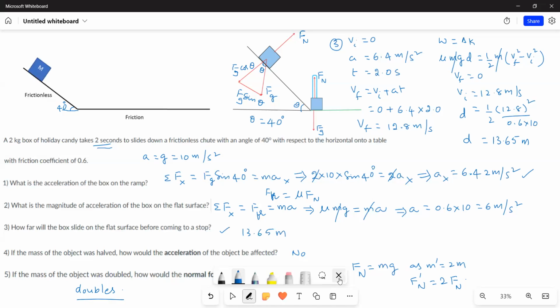If the mass of the object was doubled, how would the normal force be affected? We know Fn is equal to Fg, and Fg is equal to mg, so Fn is equal to mg. Suppose m becomes 2m, then m dash is equal to 2m. I put Fn dash is equal to 2 Fn. So Fn becomes 2mg. So the normal force doubles. That is the answer for this question.